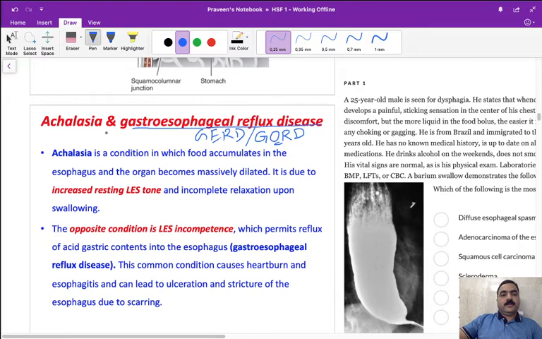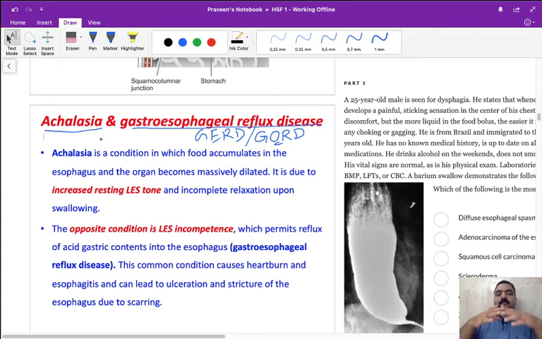Another condition is achalasia. Achalasia is the opposite of GERD. That means the lower esophageal sphincter is very tight. It is not allowing the food to pass down. When the acids are refluxing back, it creates a burning sensation. The patient will complain of a burning sensation.